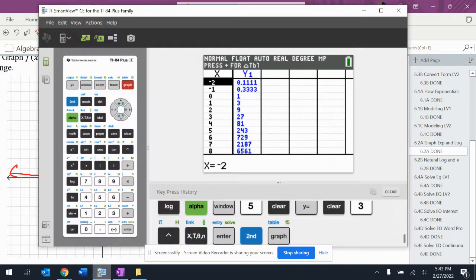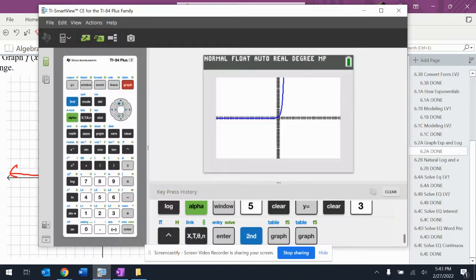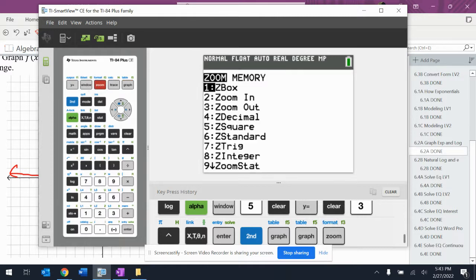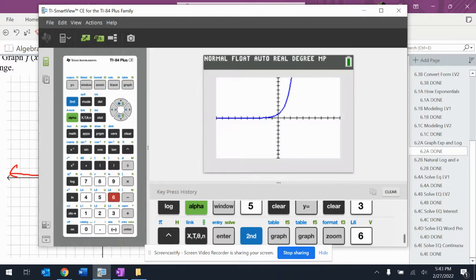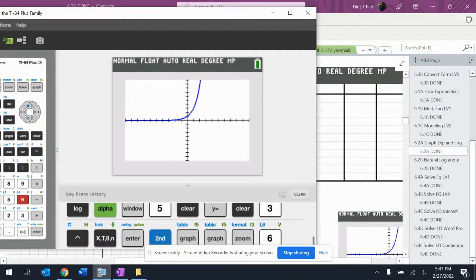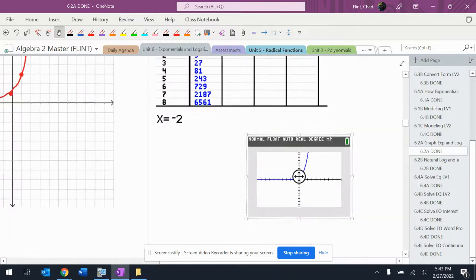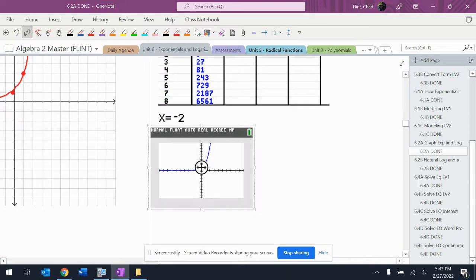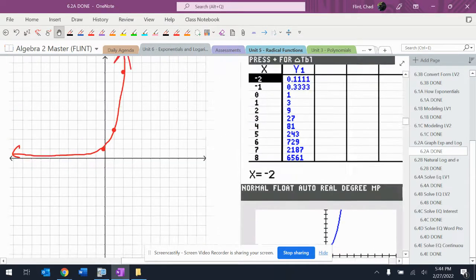All right, if I look on my calculator, I can see that graph. I'm going to zoom standard here. Zoom 6 for zoom standard. There's my exponential. Okay, it looks like that. If I want to, I can drag and drop that in here so I can compare the two. It doesn't really matter, but I can do that also.